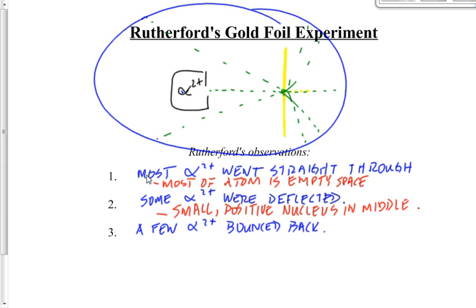What does that tell us? Well, we already knew there was something small in the middle of the football field. There was something there. We already knew that there was something positive in the middle of the football field. Okay, something small and positive there. The fact that Erica bounced back tells us that what? That small positive thing must be also heavy. The nucleus is heavy, or the nucleus is dense.